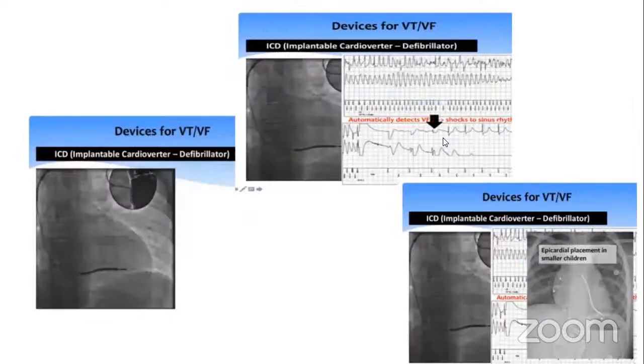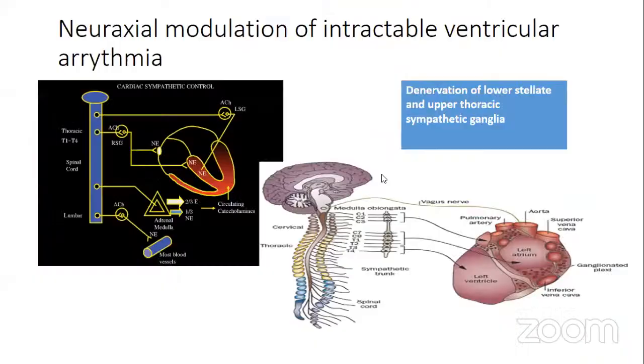There are multiple devices, pacemaker, ICD, implantable cardioverter defibrillator, which can be used for VT or long QT syndrome. There is also autonomic modulation for ventricular tachyarrhythmia, ventricular fibrillation, long QT syndrome, CPVT: denervation of the lower stellate and upper thoracic sympathetic ganglia through an upper thoracic thoracotomy.